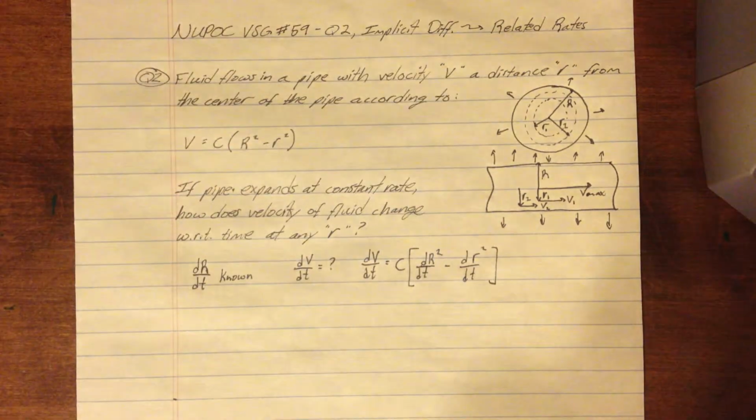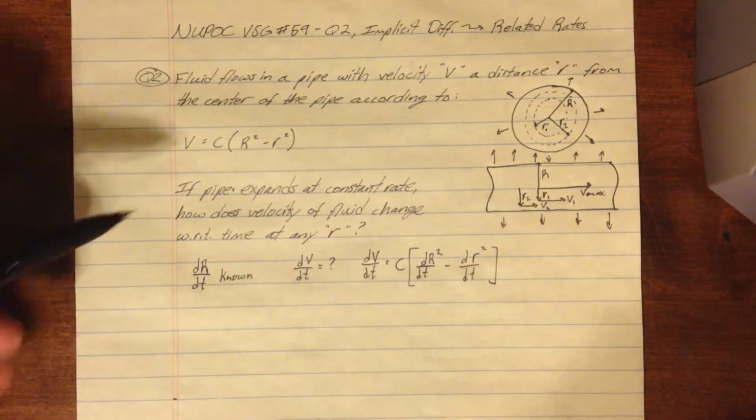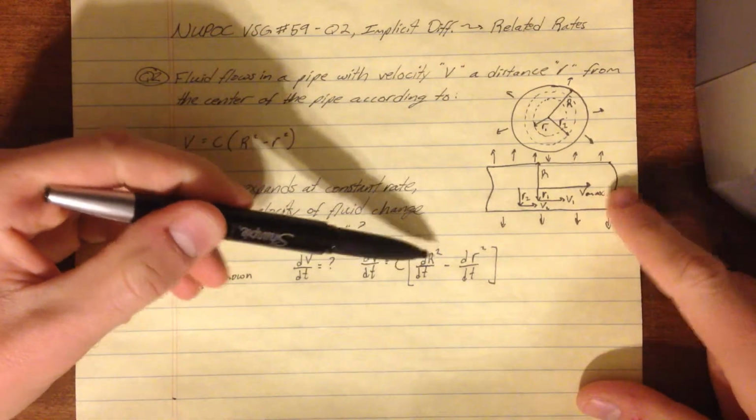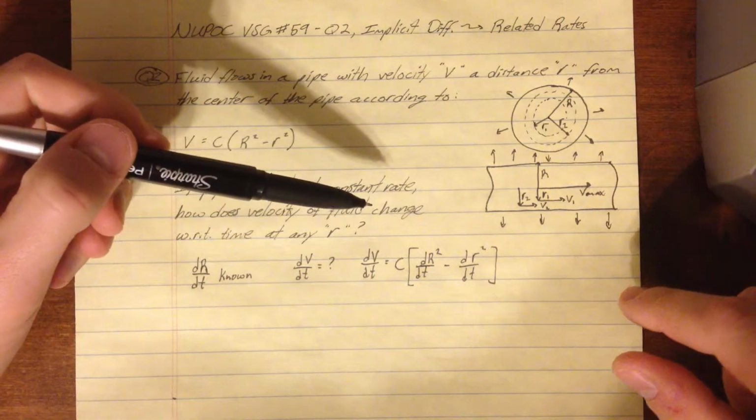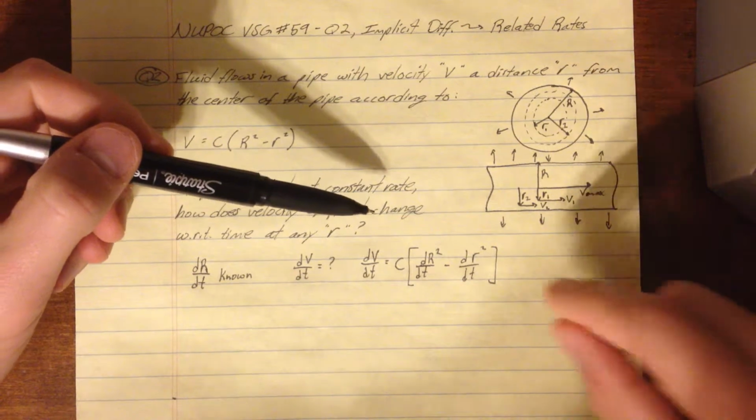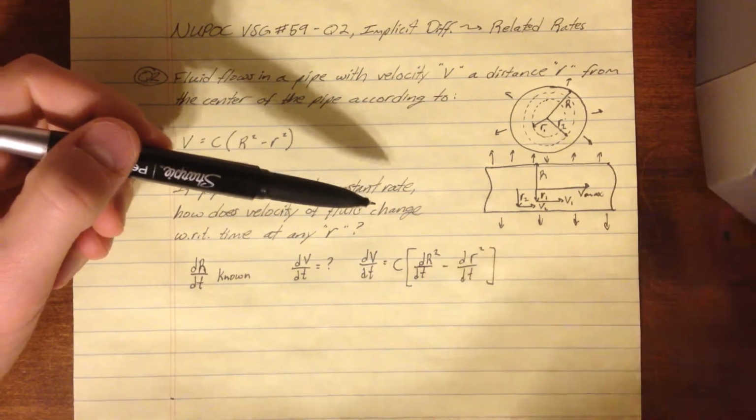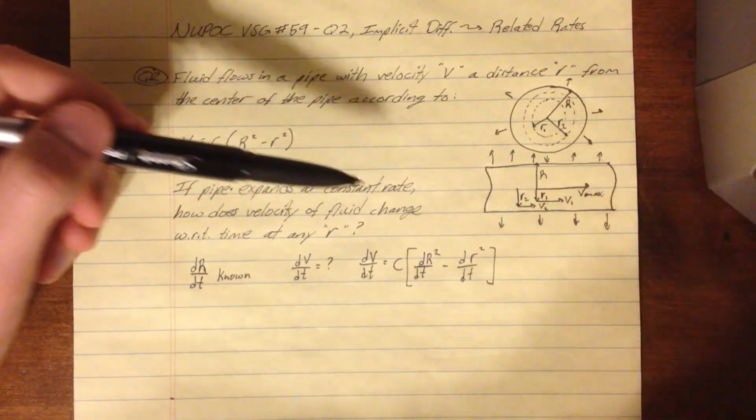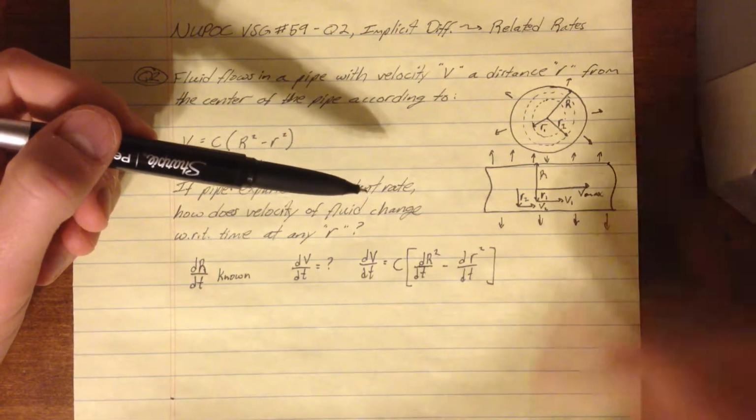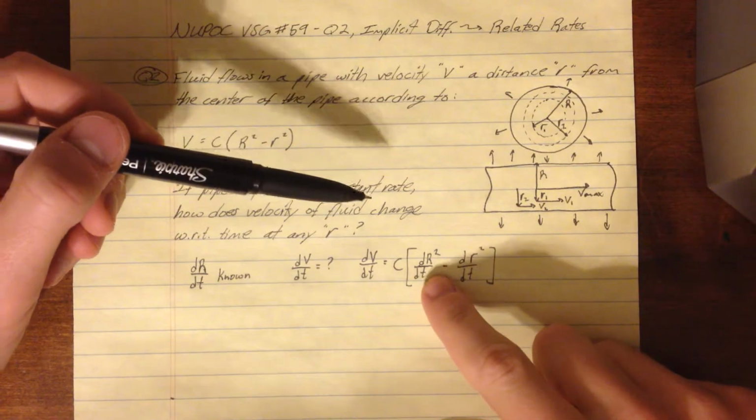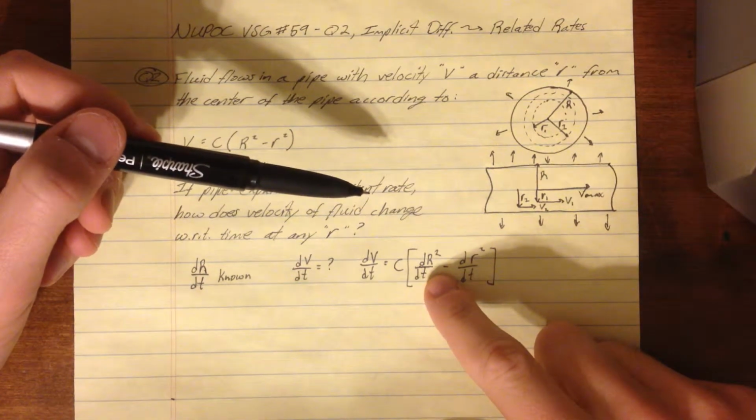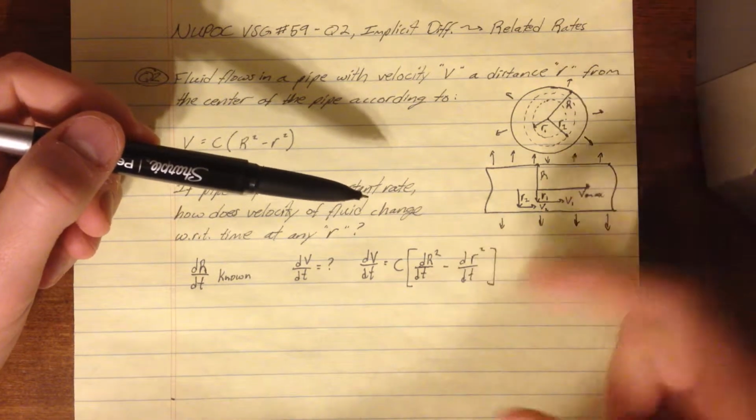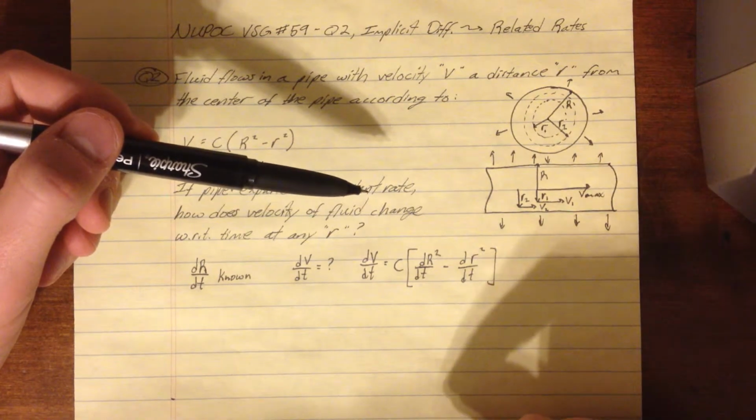Okay, and here's where the implicit differentiation comes in, because big R, we know that it's changing with time, but we don't know exactly what the function is. We just know that it's something. Well, I guess we do know that the problem says it's a constant rate, but even if we didn't assume that, we know that R is a function of time, but we don't know exactly what it is, so we have to use implicit differentiation.